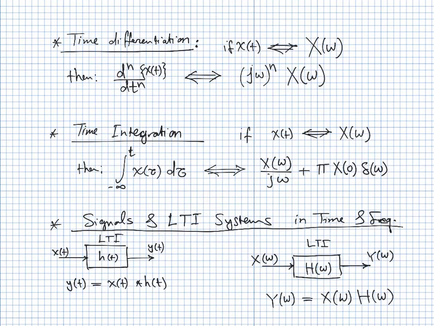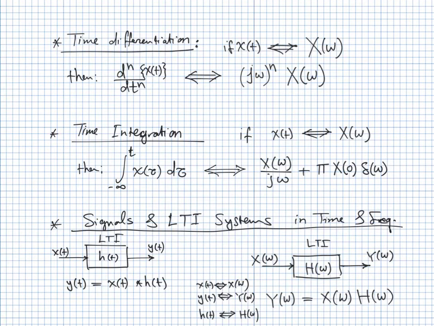Where the relation is: x of t has the Fourier transform x of omega, y of t has a Fourier transform y of omega, and the impulse response h of t has a Fourier transform, which is the system transfer function h of omega. So these x's, y's, and h's are related by simply taking the Fourier transform to go to the frequency domain. Is that clear, everyone? So this allows us a very useful tool.